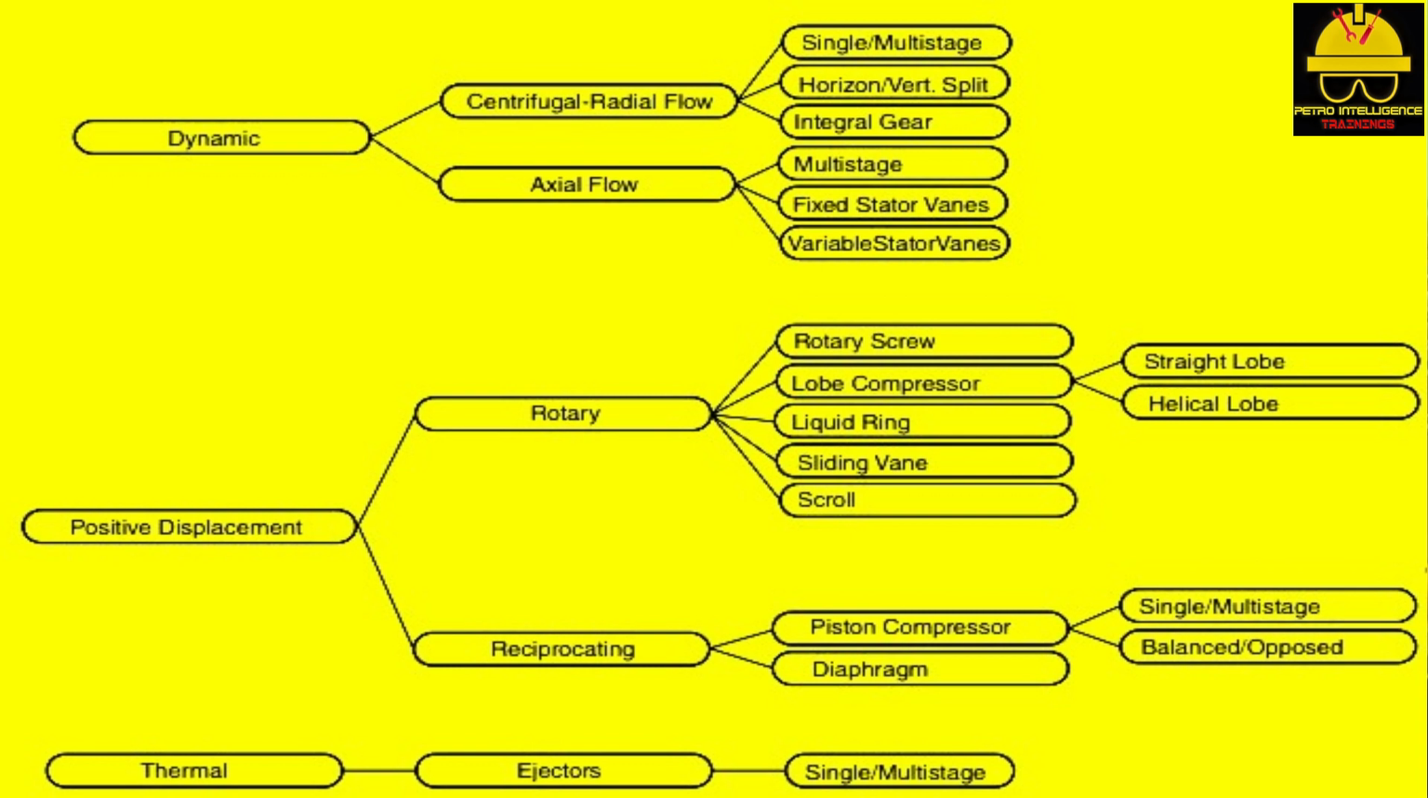Dynamic compressors accelerate airflow by drawing air in axially and spinning it outward, centrifugal compressors, or in a straight line, axial flow compressors. Positive displacement compressors compress gas into a smaller volume and discharge it at higher pressures. Thermal compressors use ejectors to direct high-velocity gas or steam into the process stream, entraining the gas, and then converting the velocity into pressure in a diffuser assembly. This chapter focuses primarily on dynamic and positive displacement compressors.